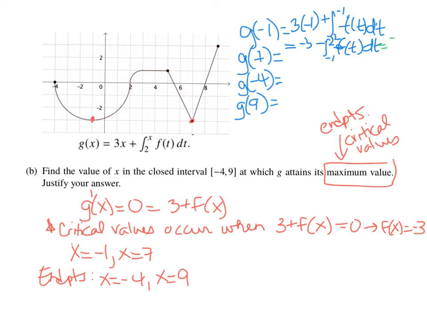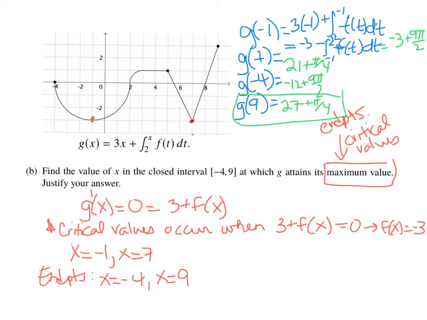So g of -1 is -4 plus 9 pi over 2. G of -4 is -12 plus 9 pi over 2. So then I find that g of 7 is 21 plus pi over 4, and g of 9 is 27 plus pi over 4. Hopefully you can see that g of 9 is the biggest answer. If you don't see that right away, you can use your calculator. So you can just write, since g of 9 has the largest value, that is our maximum value.